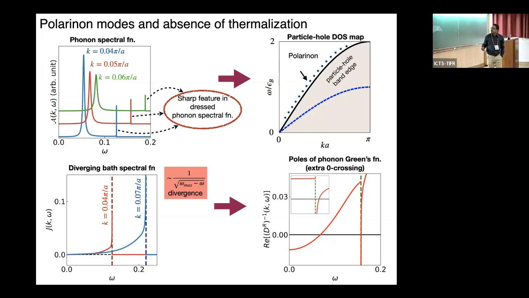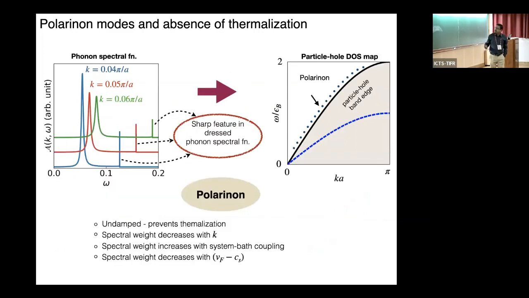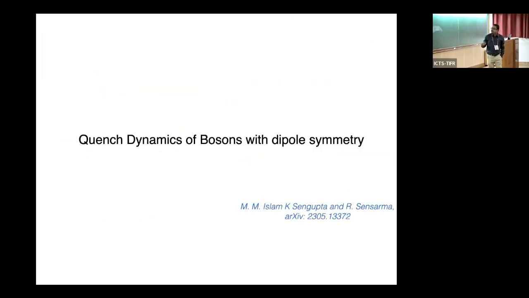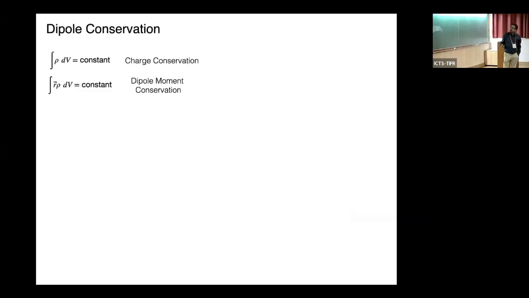We didn't expect this when we started. And that's probably what I want to say. I have one more slide about the details of this, which I will skip for now. Let's go to the quench dynamics of bosons with dipole symmetry. Okay, so this is a recent paper, which is just on the arXiv, maybe about a month ago or half a month ago. So what are we trying to look at?